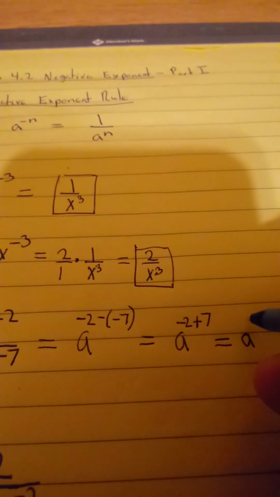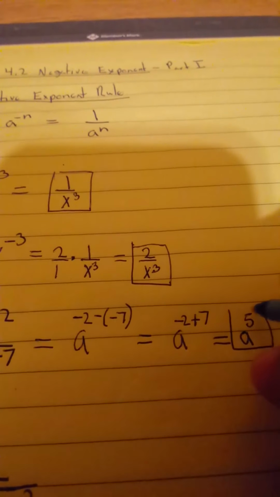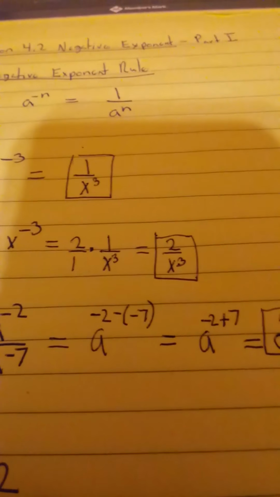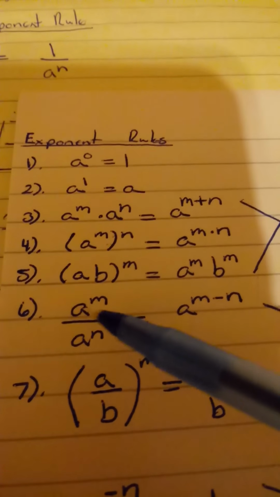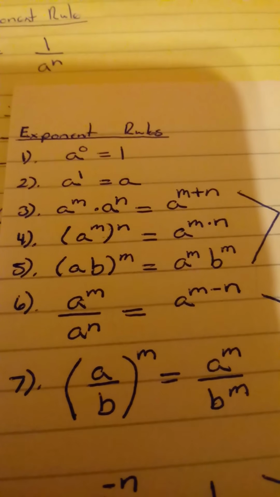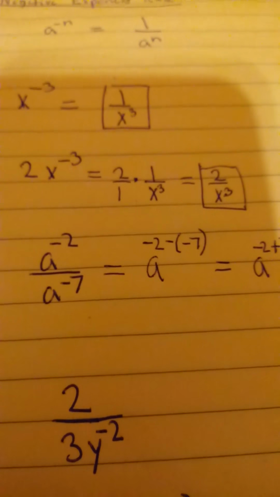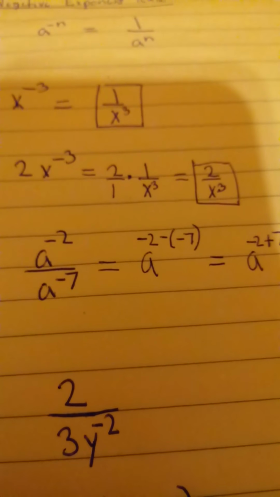So there is no need to use the negative exponent rule here. We're going to use the quotient rule. And once again, if you want to refer back to it, it's number 6 right here on this list, your quotient rule. You're subtracting. So be aware that sometimes you're not going to use the negative exponent rule right away. Sometimes you're going to have to wait.